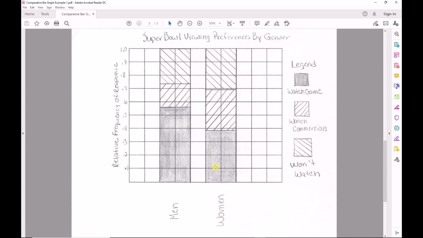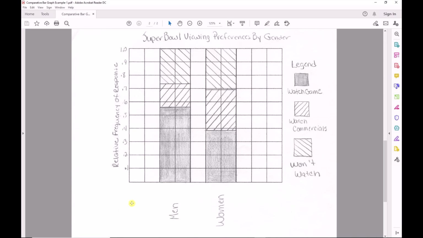In order to construct this, what I did was I did the watching the game first and worked from the bottom up. And then I did won't watch next, and I went from the top down, which is kind of easy to do. And then what was left over was tuning in mainly to watch the commercials. And if you have just 3 categories, it's super easy. You can do it with 4. You're just going to have to split these 2 in the middle to accommodate the other 2. But this went together really quickly, and it looks good.